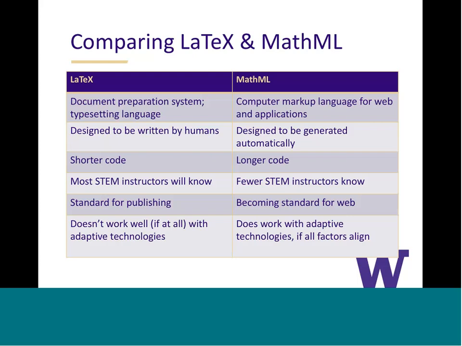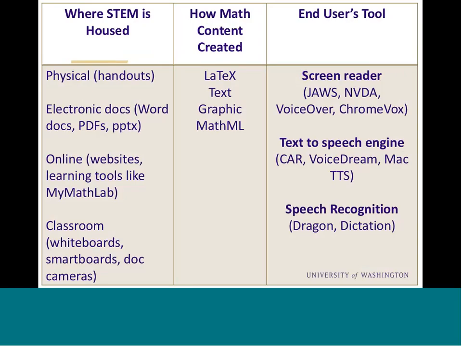Let me touch on one more thing before I pass off my part to the next panelist. I want to talk about what factors have to align in order for MathML to be used, for math to be accessible, and so on. On this last screen, I have identified three different columns. One column describes where STEM is housed, and that's essentially where your math equations and scientific expressions live. They could live in physical handouts or in any other physical format.